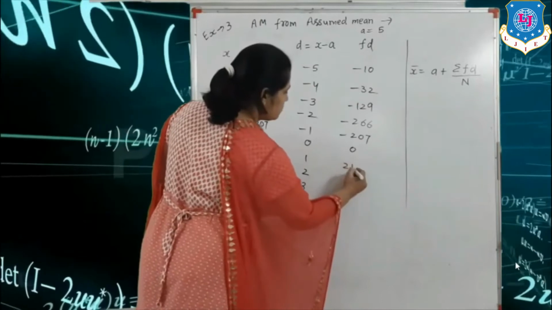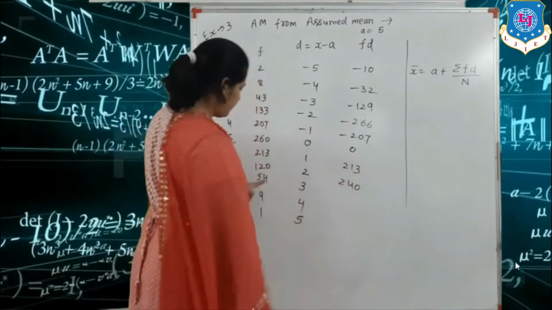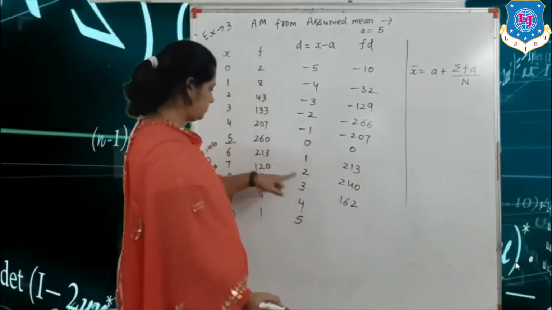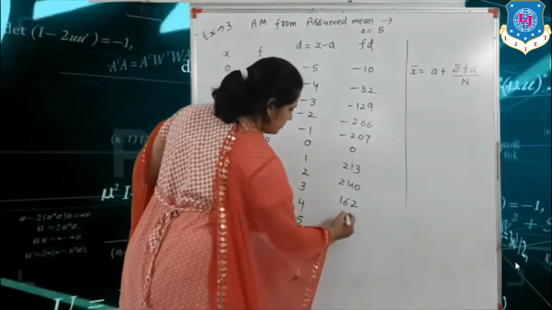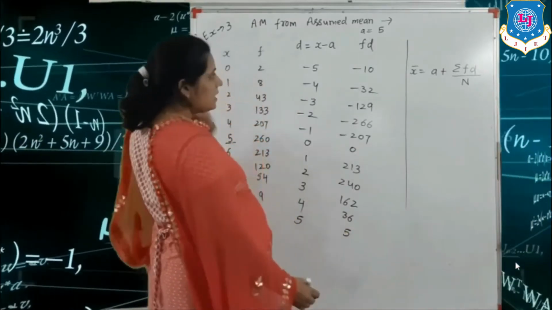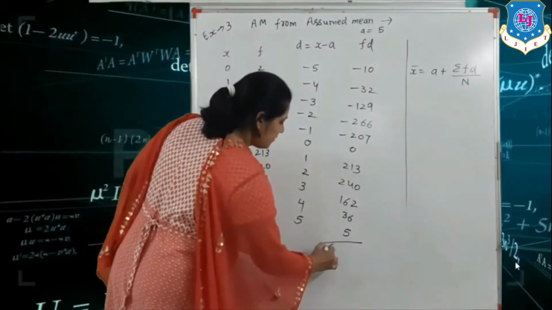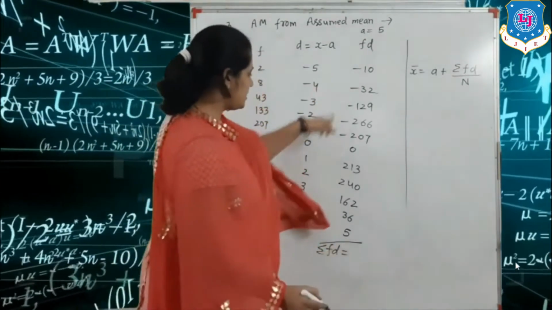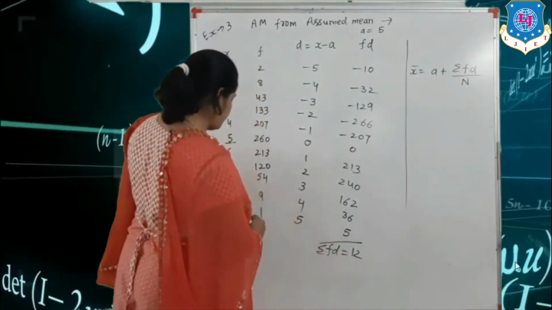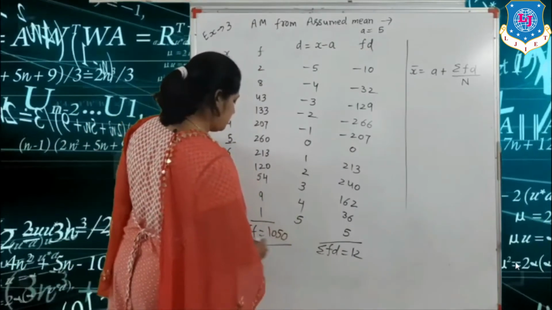213 into 1 is 213. 120 into 2 is 240. 54 into 3 is 162. 9 into 4 is 36 and 1 into 5 is 5. Okay, so next we total the column of fd. So the summation fd is equal to 12. And the summation f is 1050.